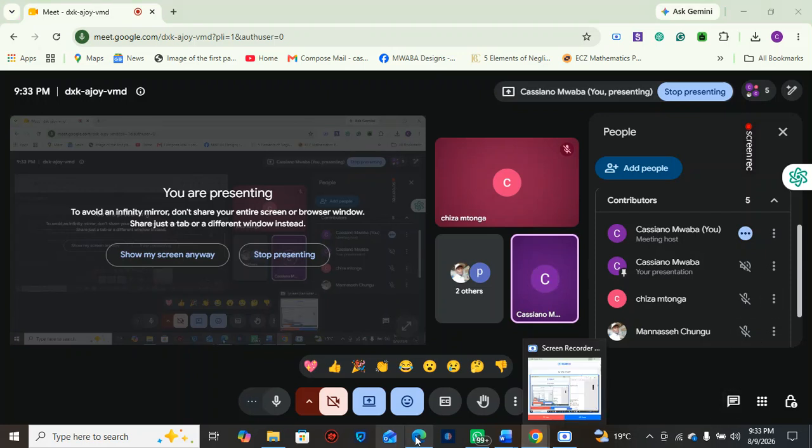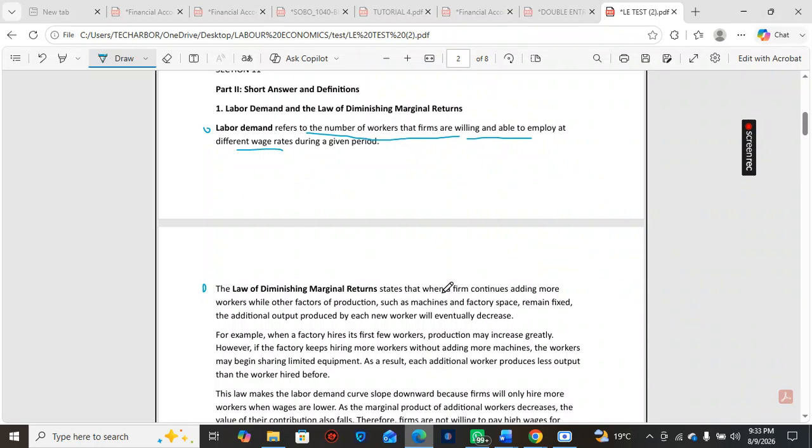But here is the definition. When a firm continues adding more workers while other factors of production, such as machinery and factory space, remain fixed, the additional output produced by each new worker will eventually decrease. So in that 3 by 5 room where you've got three sewing machines, when you bring in the fourth worker, fifth, 6, 7, 8, the more workers you keep on bringing in, the extra output you bring in is going to drop. And this will now start affecting the total output.